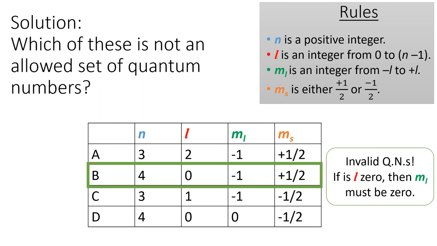Looking at electron B, it lives on the fourth floor, meaning its second quantum number can be any integer between 0 and 3. The second quantum number is 0. Because L is 0, m sub L has to be 0 as well. And in this case, m sub L is negative 1, which is not allowed. Electron B does not have a valid address.